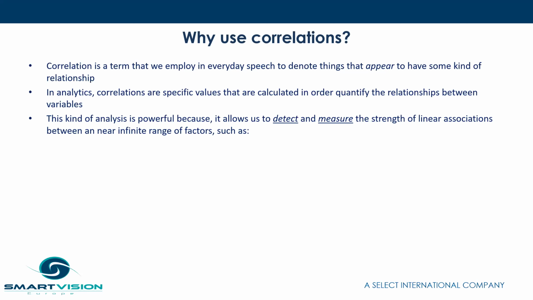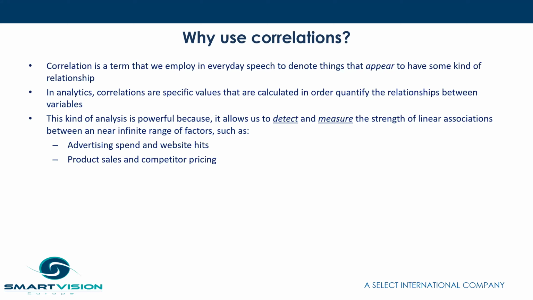And this kind of analysis is very powerful because, of course, it allows us to detect whether there's a linear association to measure there, whether there's a correlation there, and also to measure the strength of it between a near infinite range of factors, such as the relationship between advertising spend and website hits. If you're promoting a company, you spend a lot of money on your above the line advertising. How does that affect website hits within, let's say, the next 4 weeks or so?